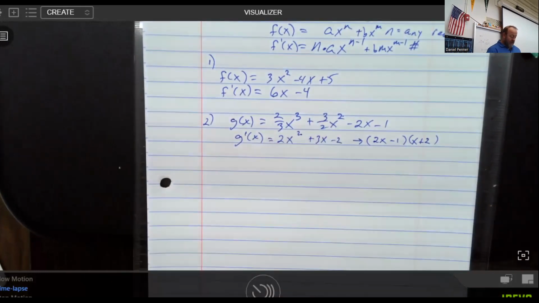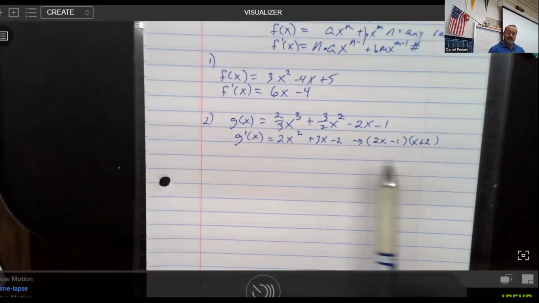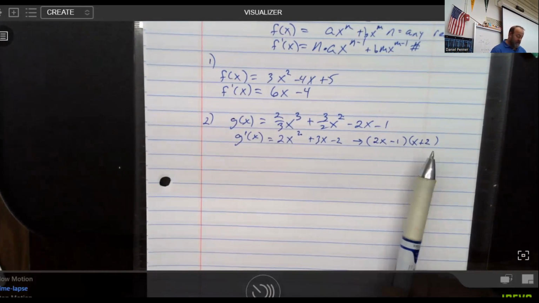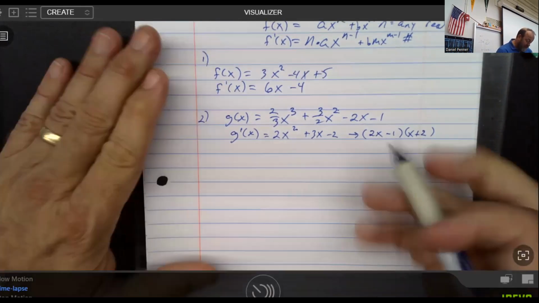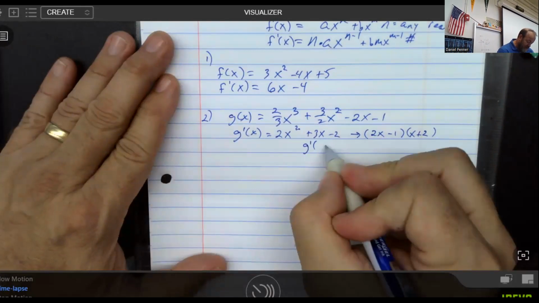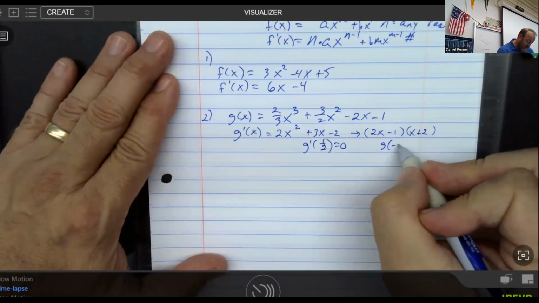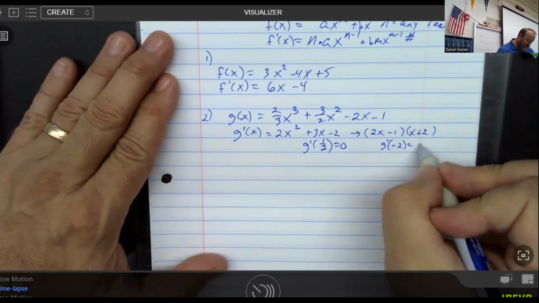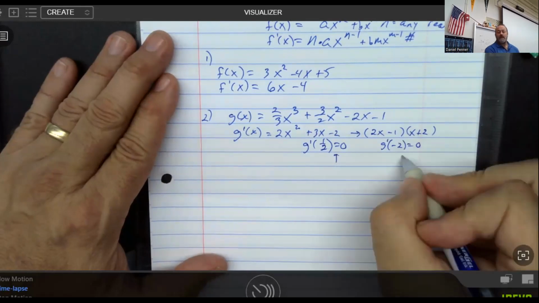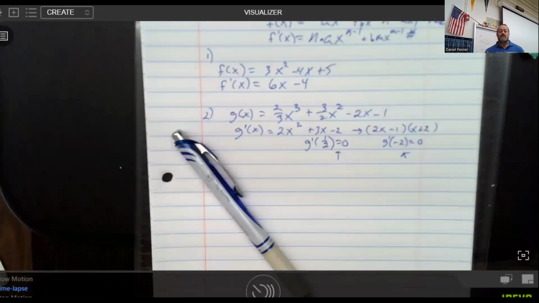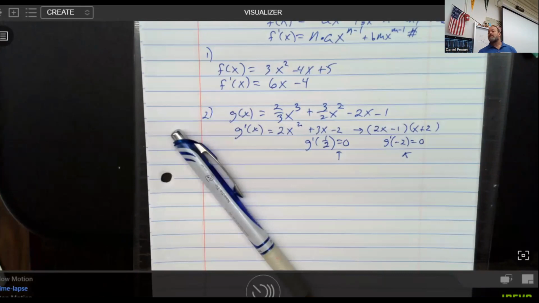Now, where would the derivative be 0? It would happen at positive 1/2 and at negative 2. Remember, if g prime of 1/2 is 0 and g prime of negative 2 is 0, the only way that a slope would be 0 in this graph is if there is some kind of extrema, a max or a min, happening at those values.